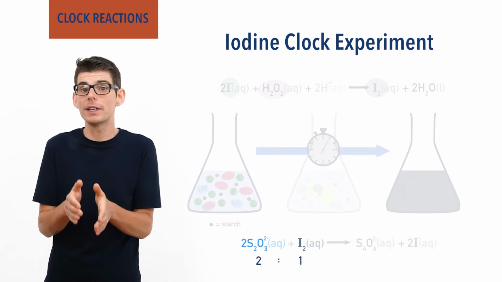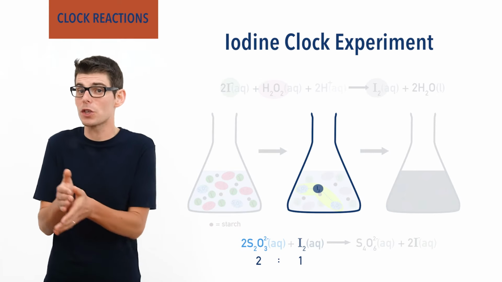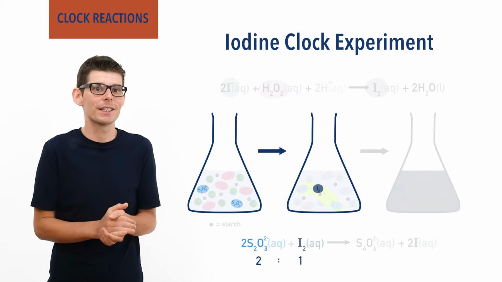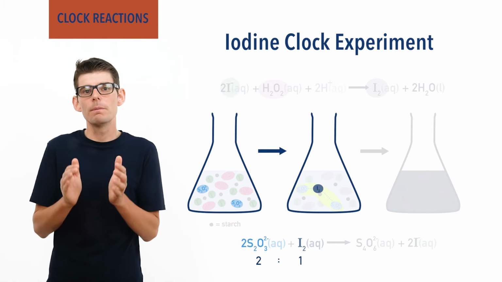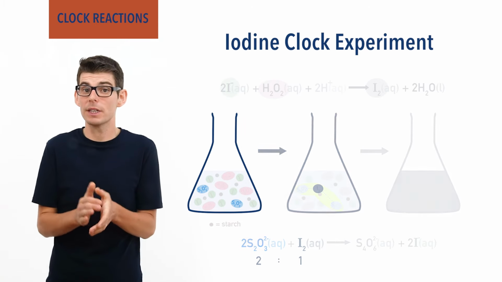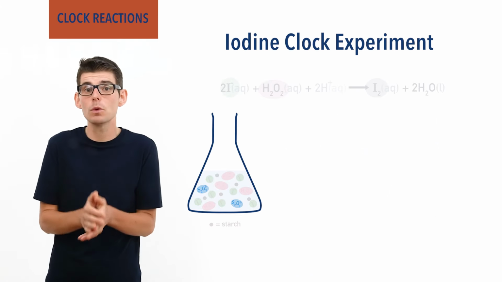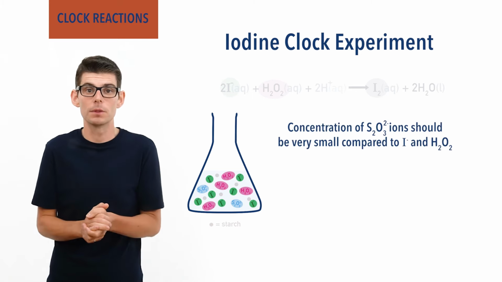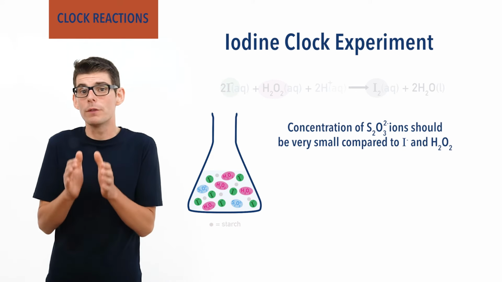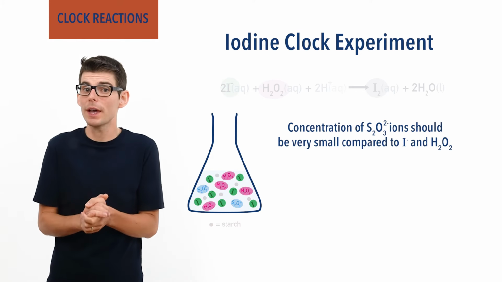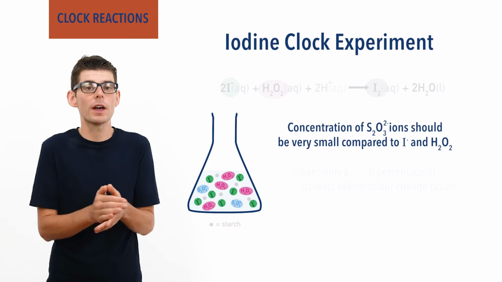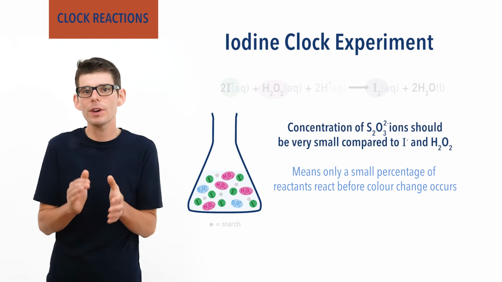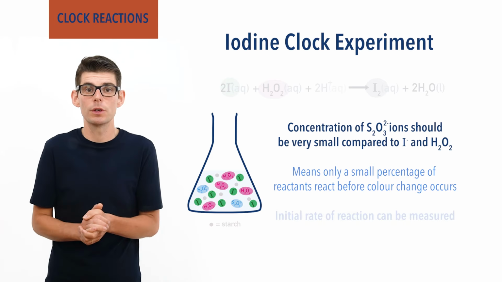Meaning the moles of iodine produced before the colour change happens is half the moles of thiosulfate ions added at the start. The moles of thiosulfate ions present at the start should be very small compared to the moles of hydrogen peroxide and iodide ions. This makes sure that only a small percentage of reactants are used up before the colour change occurs, meaning, as we outlined earlier, the initial rate of reaction is still being measured.